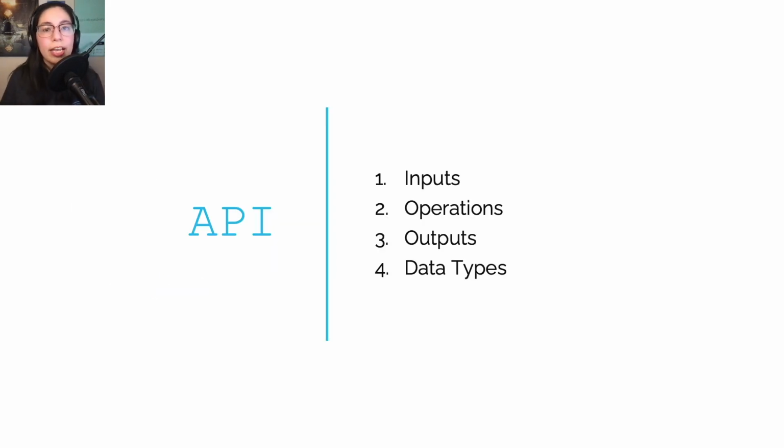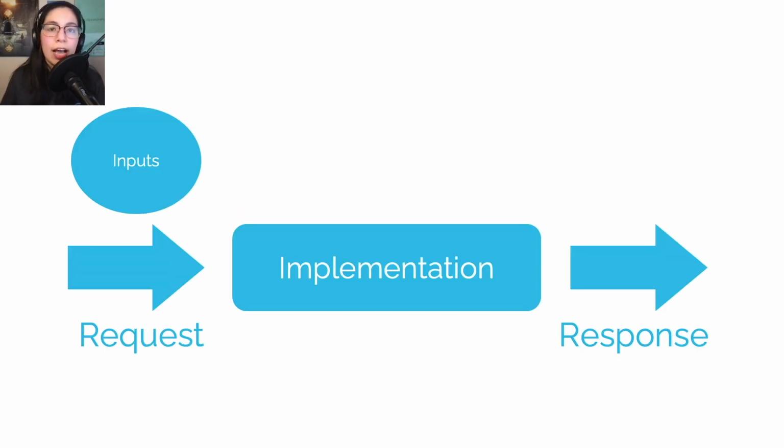Now, an API can have 4 different parts or aspects to it. It has inputs, operations, outputs, and data types. Now, what are these things? First, we have the inputs. The inputs have basically data or information that we're sending into the API. This is just the first handshake that we do to call the API.